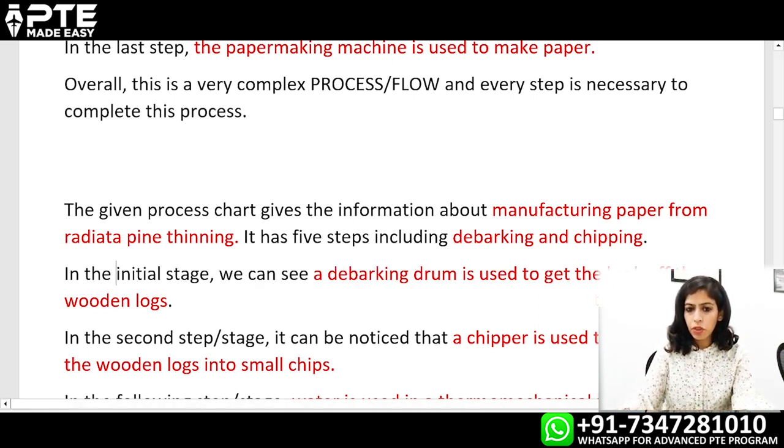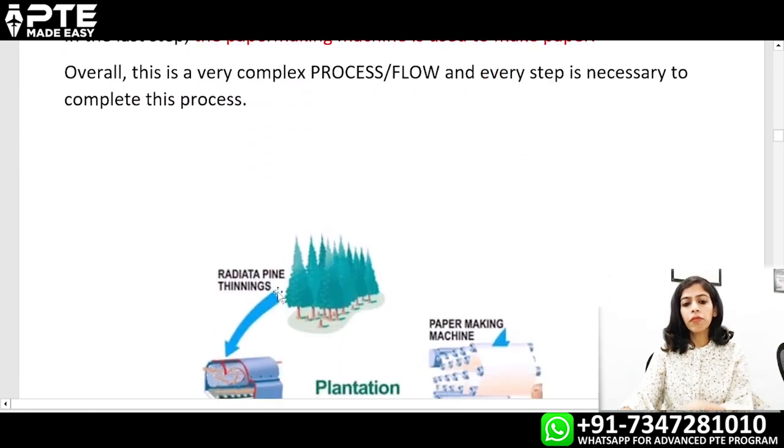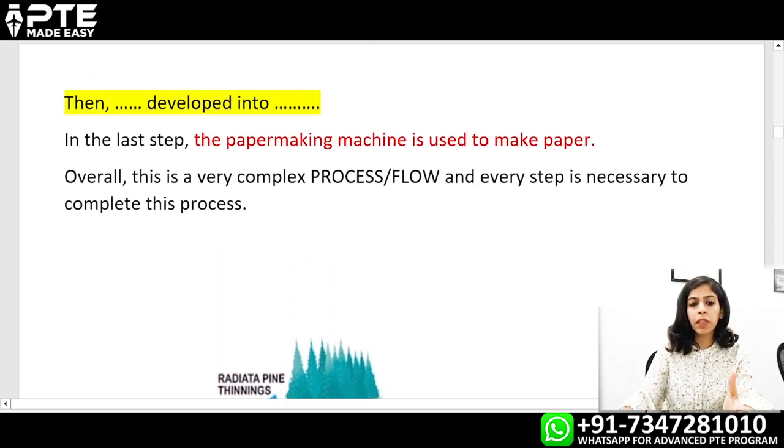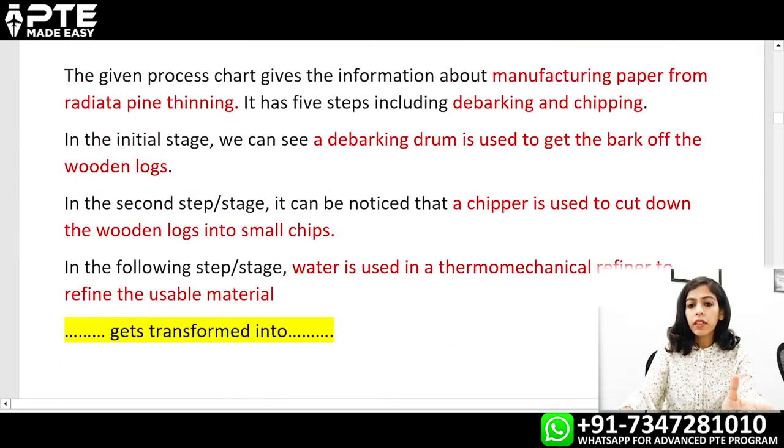In the initial stage, we can see a debarking drum is used to get the bark off the wooden logs. Now what happens? Firstly, wooden logs of radiata are collected, and then the debarking stage means they remove the bark of the wooden logs. Wooden logs means they simply remove the barks. So this happens in the initial stage, or we can say in the first stage.